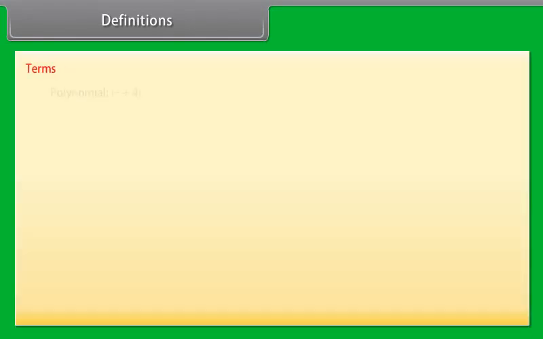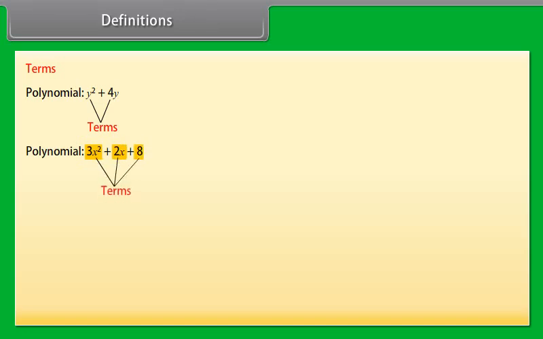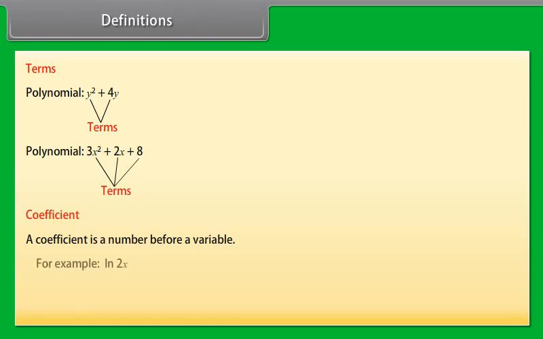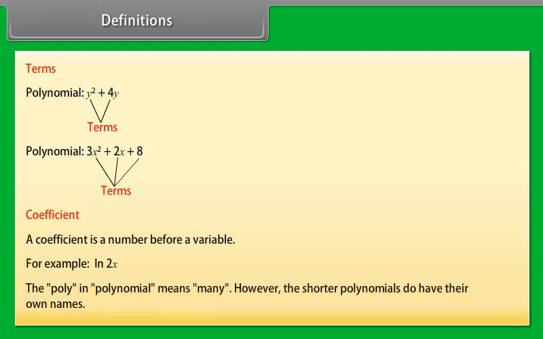Polynomial in one variable means that the expression will have only one variable, like 2x square plus x y cube plus y plus 1, etc. Definitions. Terms. In the polynomial y square plus 4y, the expressions y square and 4y are called the terms of the polynomial. Similarly, the polynomial 3x square plus 2x plus 8 has 3 terms, namely 3x square, 2x, and 8.